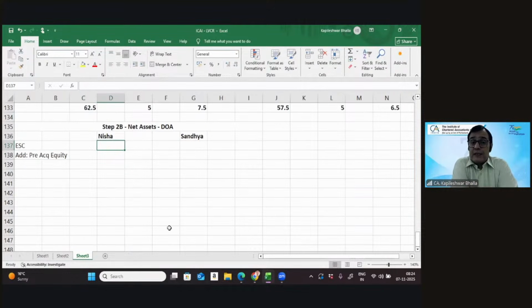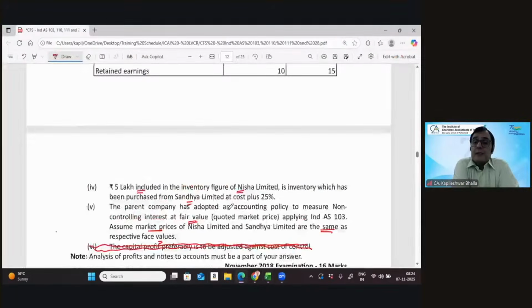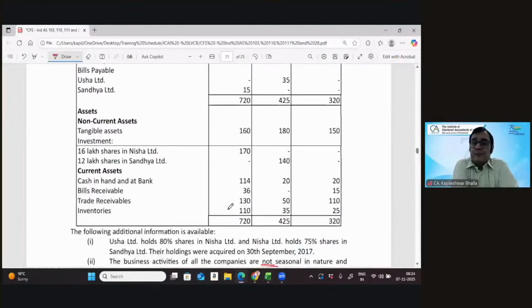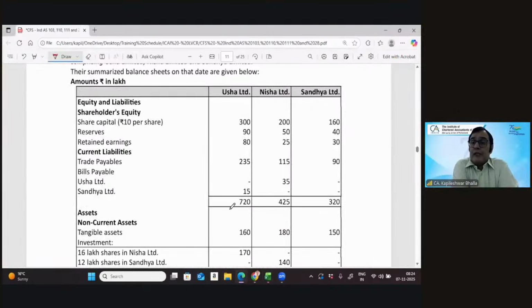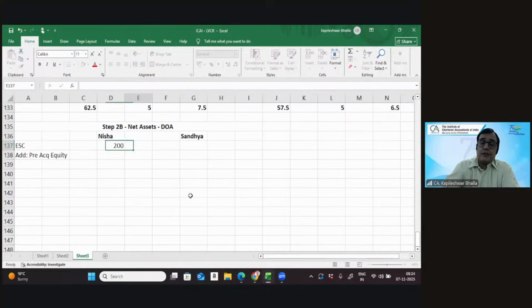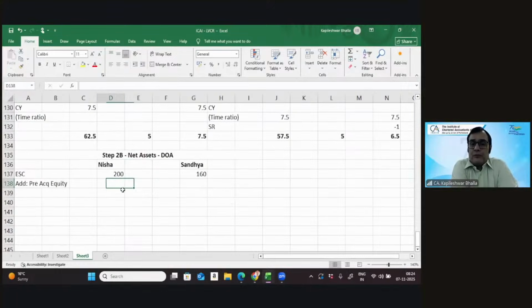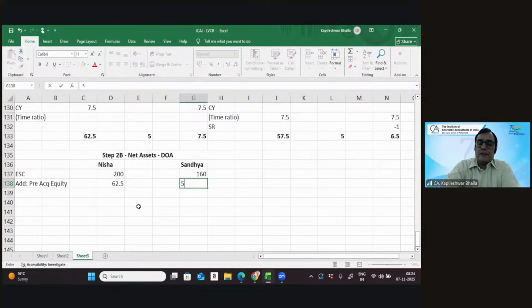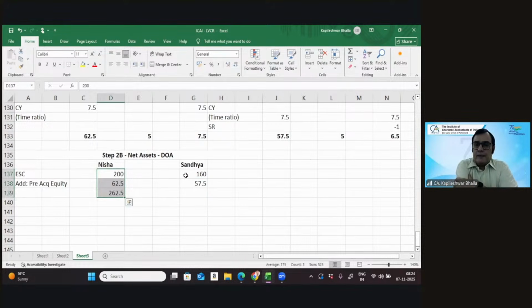Now, as far as the equity share capital is concerned, you can go back to the balance sheet. Equity share capital for Nisha and Sandhya is appearing at 200 and 160. So this is 200 and this is 160. And the pre-acquisition equity you can pick up from the analysis, that is 62.5 and this is 57.5. Right, I guess my step number 2B is also done. We get the sum total of this. Step number 2B is done.